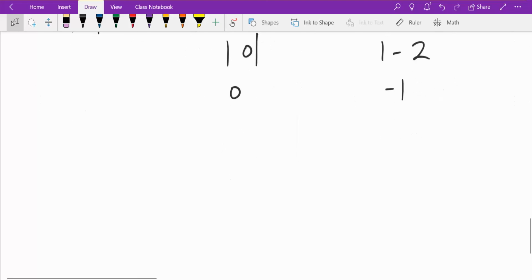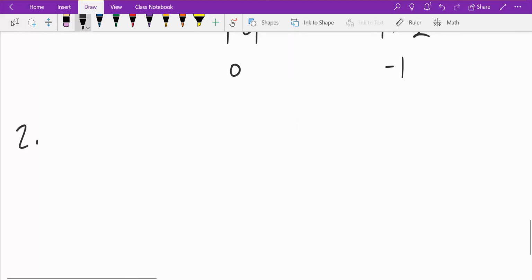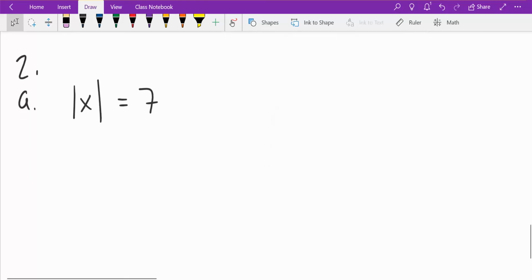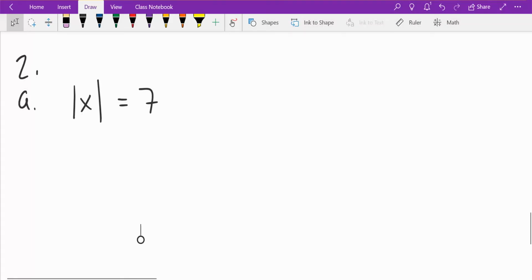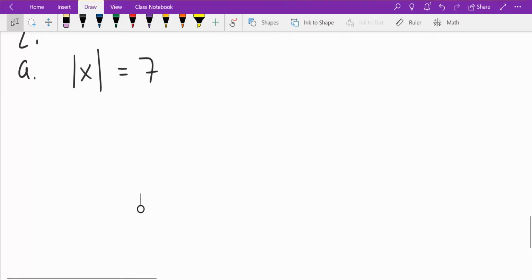So, problem 2. A, the absolute value of x equals 7. So remember, when we have these, we're going to do a positive and negative side. So the absolute value of x is going to equal 7, or on our negative side, x will equal negative 7.